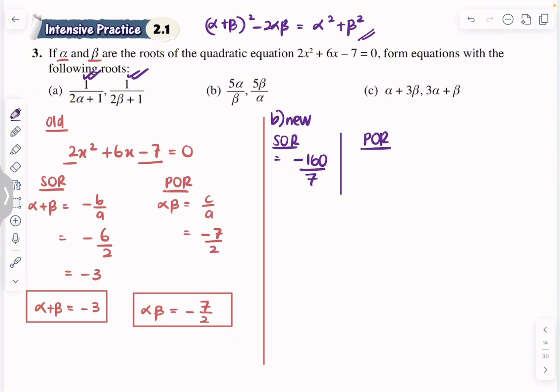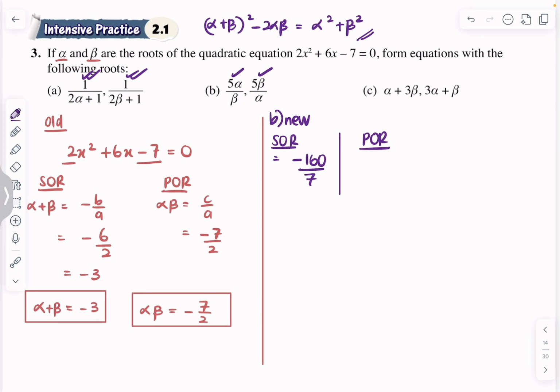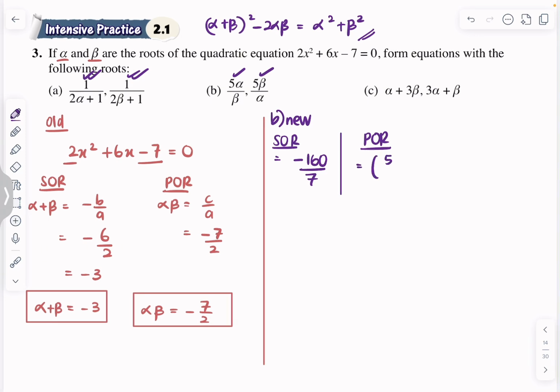Product of roots will be this times this. So 5 alpha over beta multiplied by 5 beta over alpha. This will give us 25 alpha beta over alpha beta. Now this one we can cut, so we'll just be left with 25. This was much simpler. So product of roots will be 25.